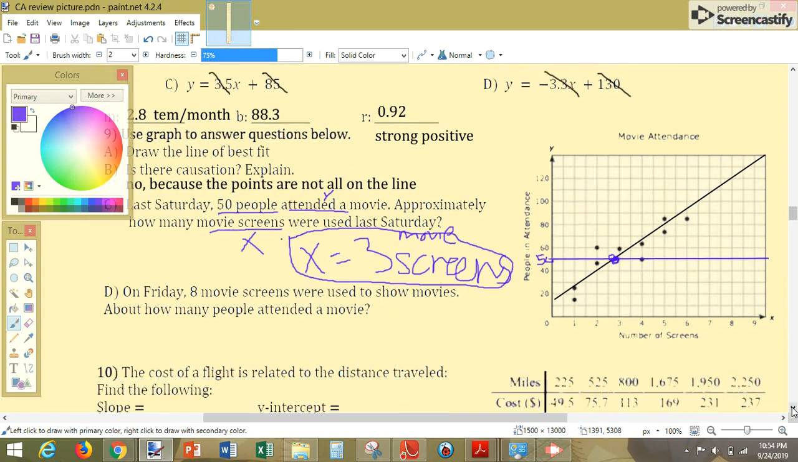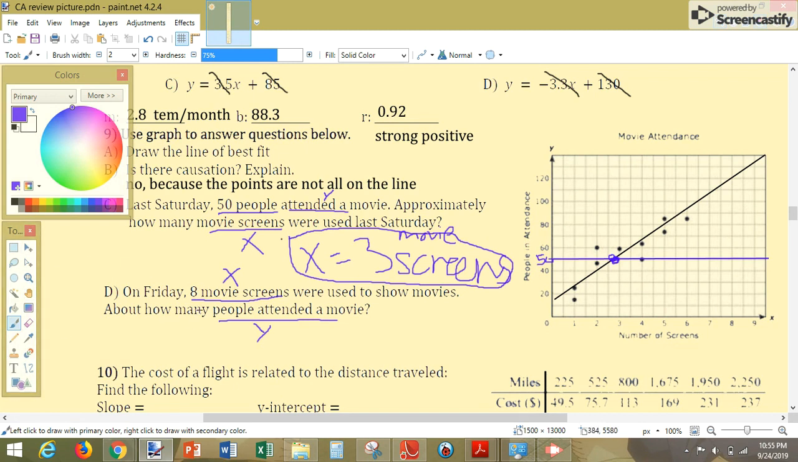D. On Friday, 8 movie screens were used to show movies. About how many people attended a movie? Underline 8 movie screens and how many people attended. Movie screens is X, the people attended is the Y. Now, if you're not sure about this, it does say on your graph. So if you look at the graph, notice that it has on the y-axis people, and on the x-axis it has screens.